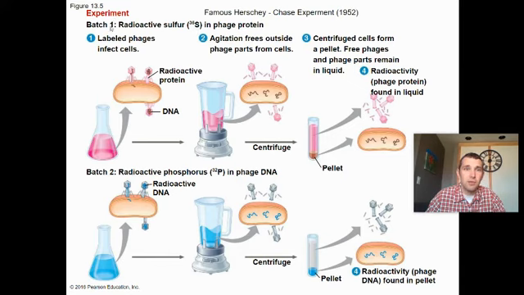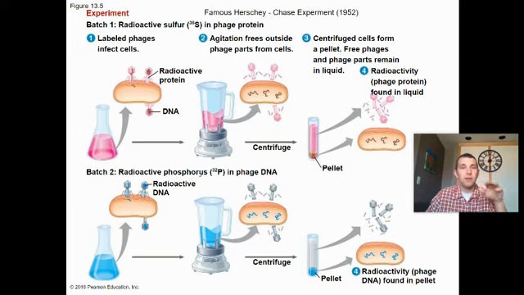These are phages. So they took the phages and they grew them in different environments. One of them, this batch one, they grew in radioactive sulfur. You will recall that sulfur is a component in one of our amino acids. It's important for making disulfide bridges. So it is going to be found in protein. The other batch they made with radioactive phosphorus. Phosphorus, as you know, is a component of the nucleotides throughout DNA. They have a sugar, a phosphate, and a nitrogenous base.